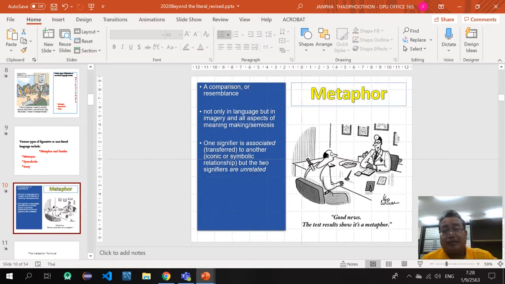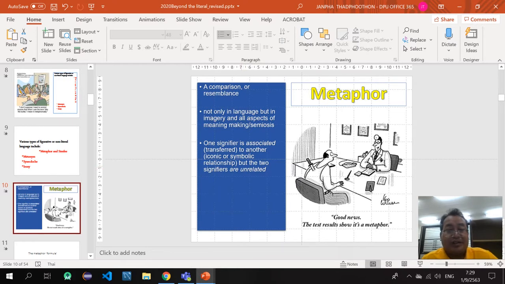This is a metaphor. A metaphor is a comparison of something that resembles in many aspects. One signifier is associated to another, either in an iconic or symbolic relationship, but the two signifiers are unrelated. Let me repeat. You see here, one signifier, like signifier A, is associated or transferred to another signifier, like "she is a tiger."